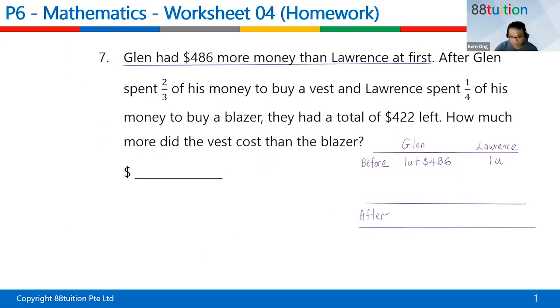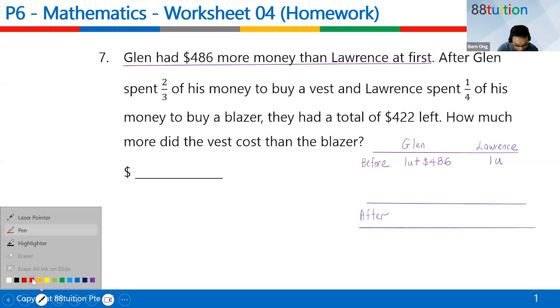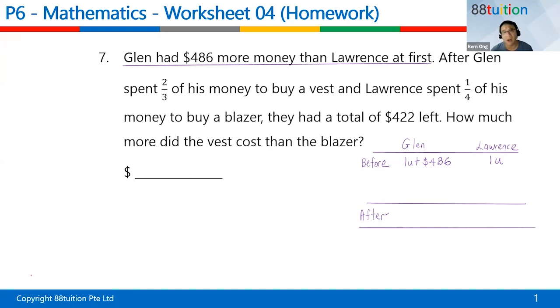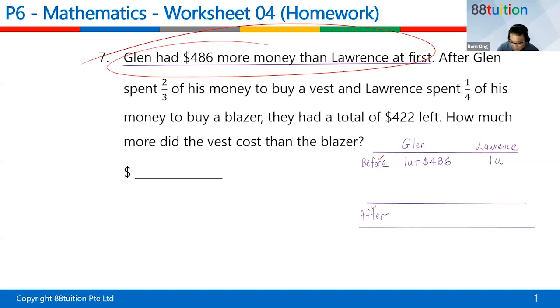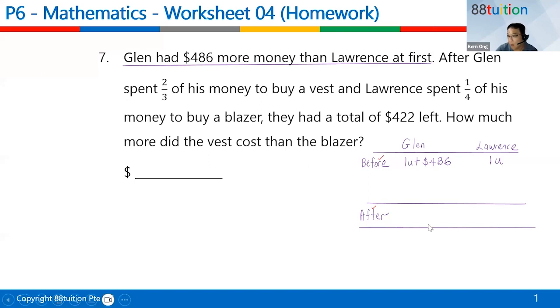Okay, so remember this question? This was from last week. I did a very similar question, and I told you to use something called the fraction as part of the ratio to do it. This is called the before and after kind of question. The first line, Glenn had $486 more than Lawrence at first. This first line has been summarized down here already. So Lawrence is 1 unit. Glenn got $486 more, so it's just 1 unit plus 486.